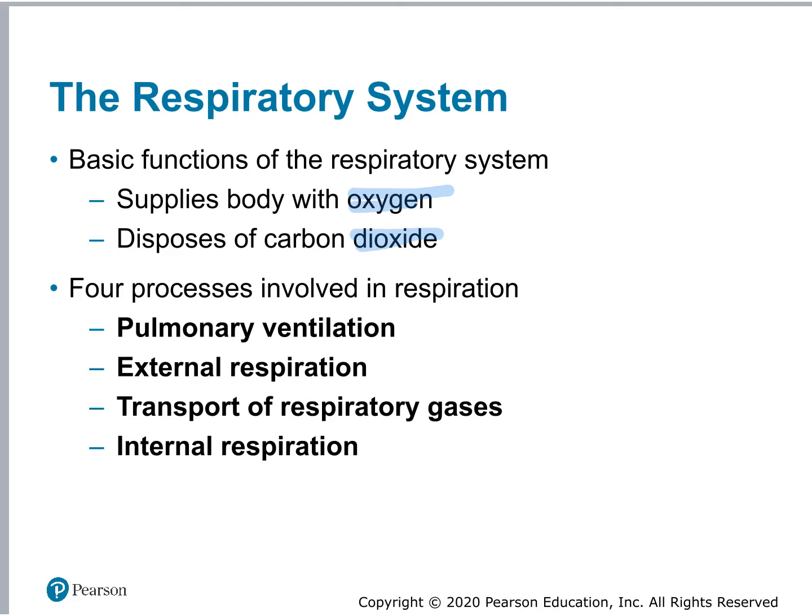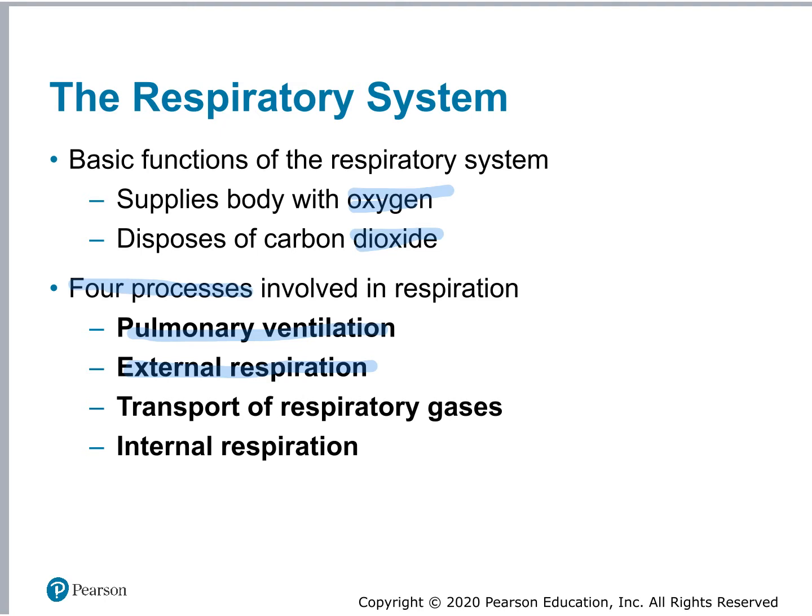Now there are 4 processes that make up respiration, and they're listed here, and then you can write down the definition. The first process is called pulmonary ventilation. Pulmonary ventilation is whenever air comes into and out of the lungs. So breathe in, pulmonary ventilation in, breathe out, pulmonary ventilation out. External respiration. Whenever you see the word respiration, think an exchange. We're exchanging gases, either oxygen for carbon dioxide or carbon dioxide for oxygen. So external respiration is the exchange of gas between the lungs and the pulmonary capillaries.